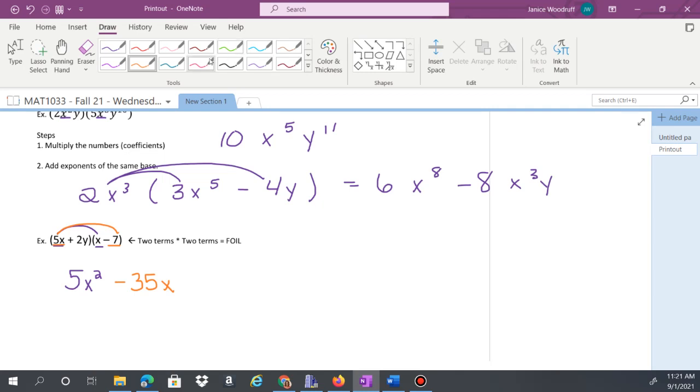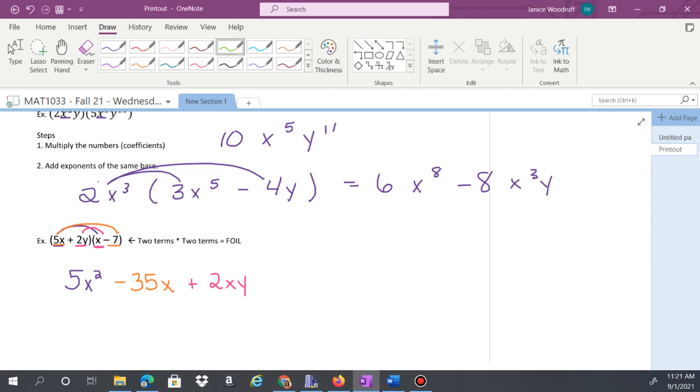And then inside is the two inside terms of the whole thing. So that would be the 2y and the x. So this is your inners. So 2y times x, nothing to multiply, you just write them all next to each other. So I would do plus 2xy. I like to keep it alphabetical order.